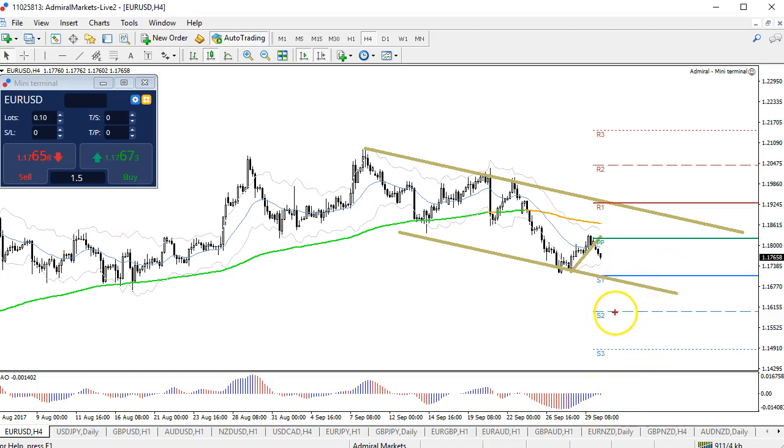So this week's target, more conservative target, could be the S2 at 116. Next week maybe S3 and 115. So that could be the scenario for the downside.